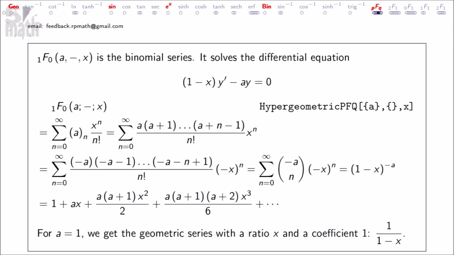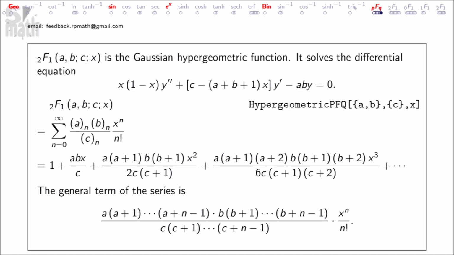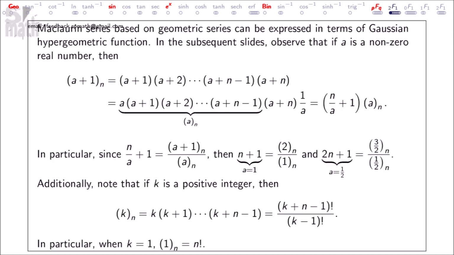For a equals 1, we get the geometric series with a ratio x and a coefficient 1. This is the confluent hypergeometric function. It solves the differential equation here. This is the Gaussian hypergeometric function. It solves the differential equation here. The general term of this series is this. Maclaurin series based on geometric series can be expressed in terms of Gaussian hypergeometric function.